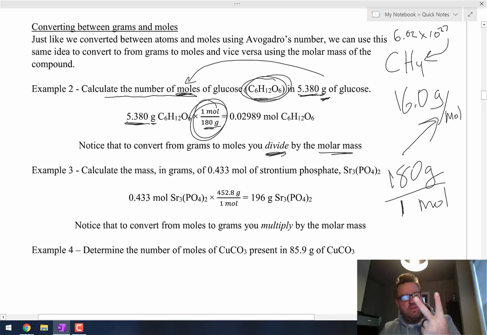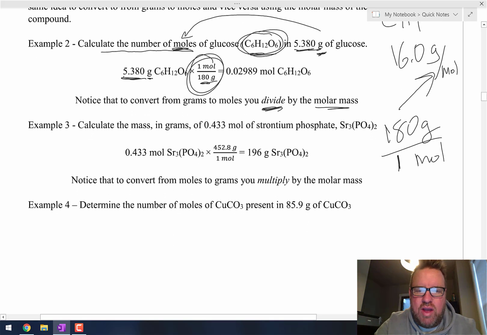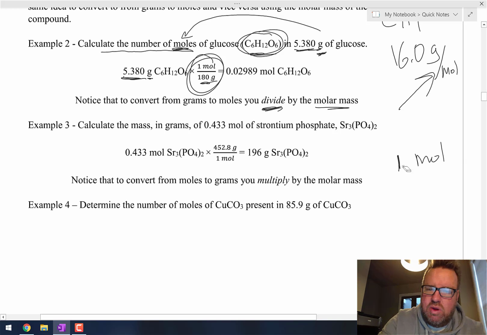Now, if we're going to do the opposite, let's look at example 3. It says calculate the mass in grams of 0.433 moles of strontium phosphate. So this time, notice that we're not starting with grams, we're starting with moles. So when you're starting with moles, what has to go on the bottom of the fraction?